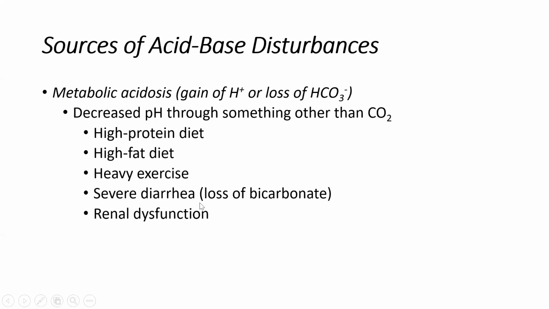Remember, I talked about the fact that the kidneys have the ability to secrete hydrogen ions into the urine and reabsorb bicarbonate ions in the proximal tubule. So if the kidneys are not working properly, if there's dysfunction of the kidneys, we're going to hold on to excess hydrogen ions if we're not able to secrete them, and we're going to lose excess bicarbonate if we're not able to reabsorb it, and that can contribute to a metabolic acidosis as well.